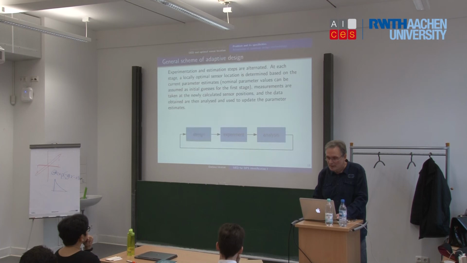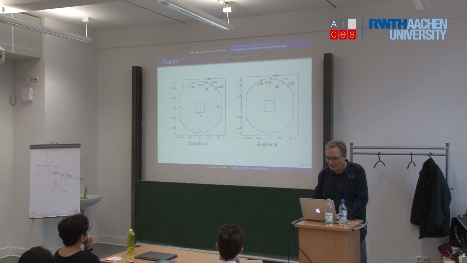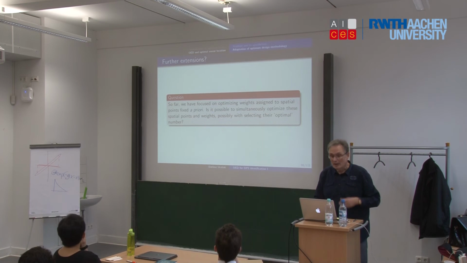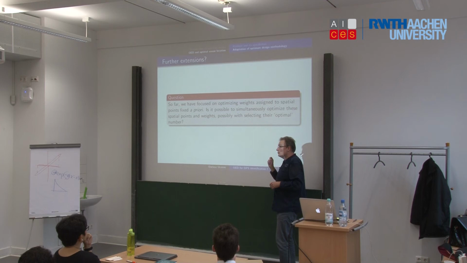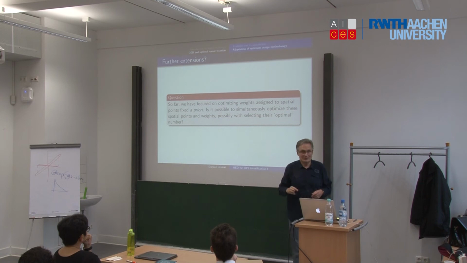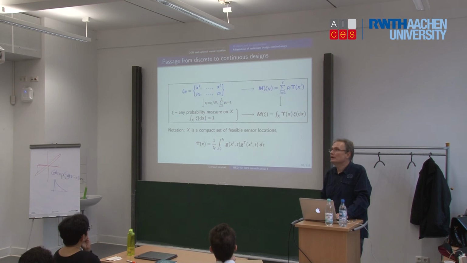But of course, this doesn't mean that this is all we can invent regarding sensor selection. Just a few words about possible extension. One idea which comes to our mind is that instead of optimizing weights, we can also optimize the positions of the points. And additionally, we can optimize the number of the points. So this can be also done, but I'm not going to go into details.